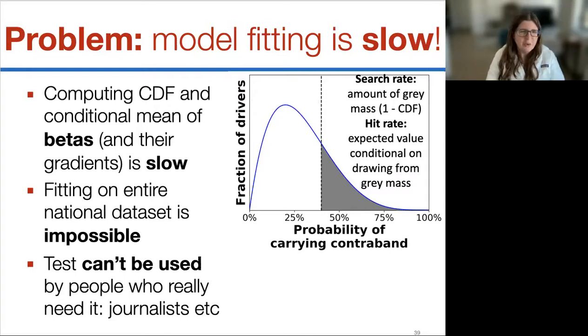This had a couple practical implications. The first is that we couldn't fit the model on a data set of our size. And the other was that it really limits the applicability of the test in terms of what real world practitioners can really use it. Journalists can't use it, for example. Anyone who doesn't have sort of a large cluster and a bunch of PhD students willing to stare at a screen for a long time is not going to be able to apply this.